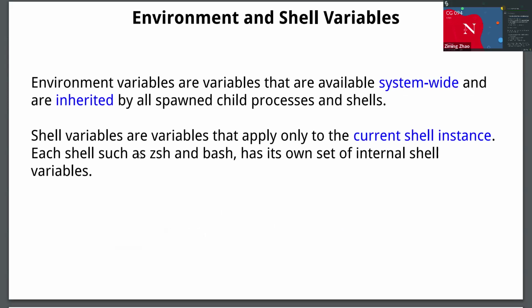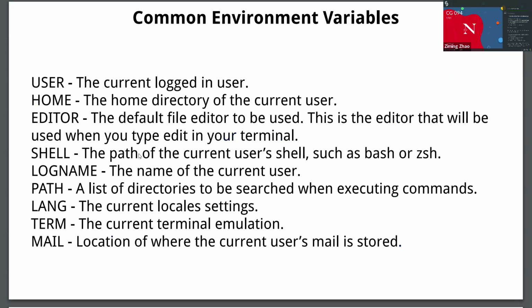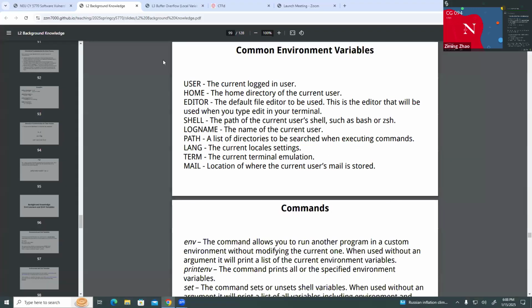Environment variables are available system-wide, and they are inherited by new child processes. Shell variables only apply to the current shell instance. There are other commands to make them more consistent in different environments. Those are the common environment variables, like USER, which is the current user, HOME, where the home directory is, SHELL, what shell you're using, and PATH, the list of directories that will be searched when you execute some command.